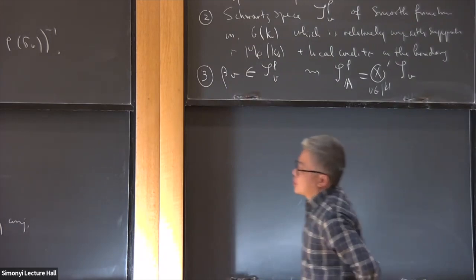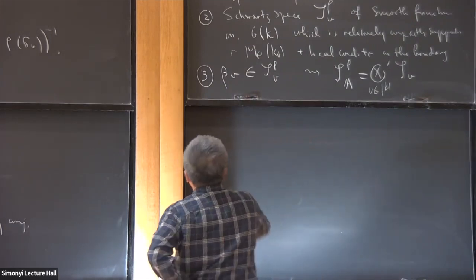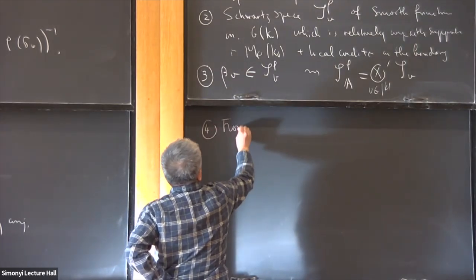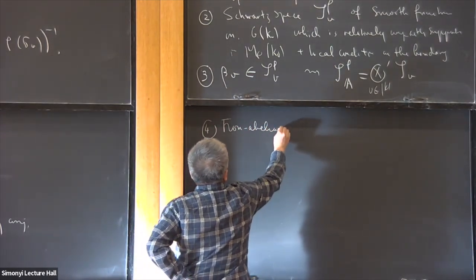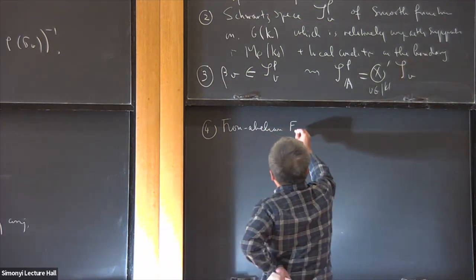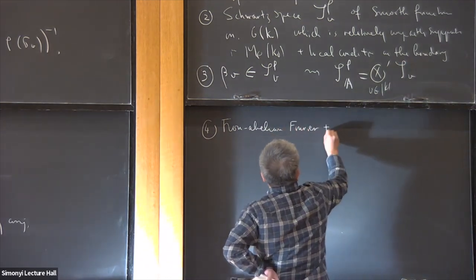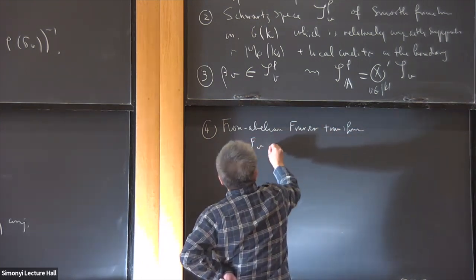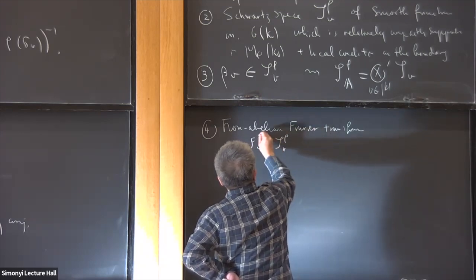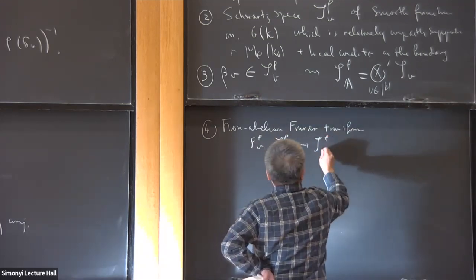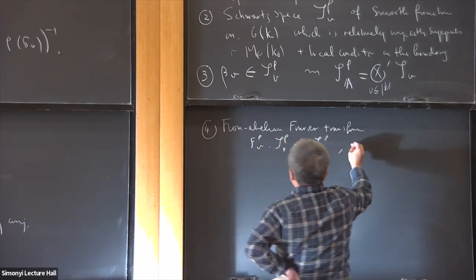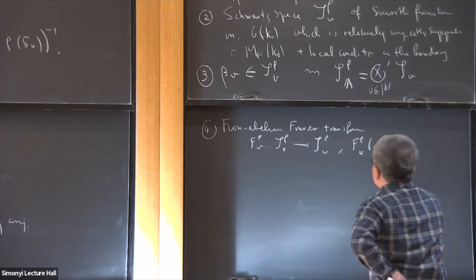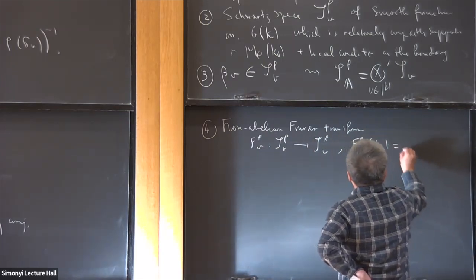So this is the first point, and then you want some kind of Fourier transform, some kind of non-abelian Fourier transform. Maybe it depends on rho. So it's F_V from the Schwartz space S_V(rho) to itself. Maybe you put rho here or something. So you put rho everywhere. And it has to fix these basic functions for almost all V.